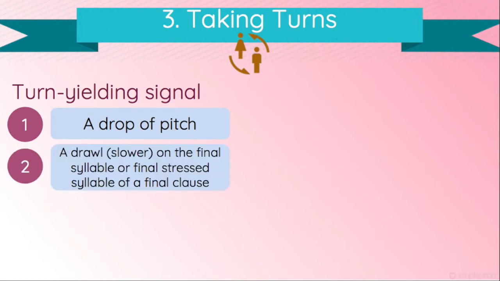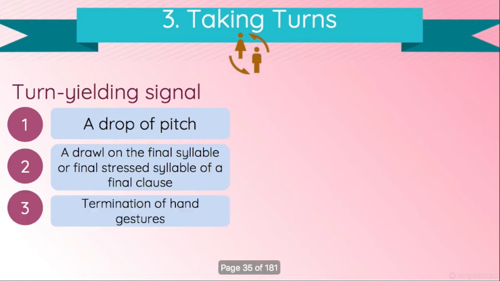Second, there could be a drawl on the final syllable or the final stressed syllable of a final clause. Essentially, a drawl is like how the last syllable becomes slower, so you start to pronounce the vowels and the consonants longer. So for instance, yeah, and then I went home and I just rested right after. So there, it became a little more slower.